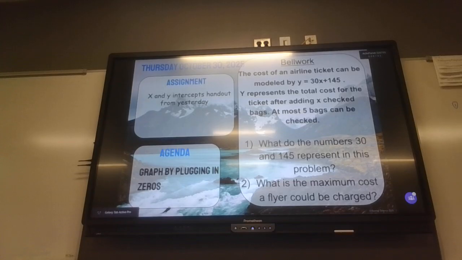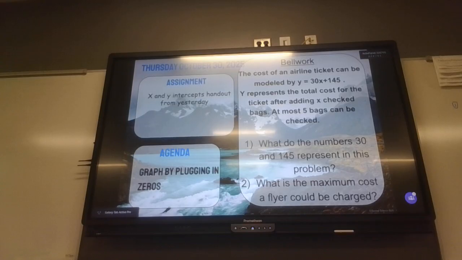So let's consider maybe a little table here. We could do X is bags and Y is the total cost. So let's say we take 0 bags. Our total cost would be 30 times 0 plus 145. 0 plus 145. Y equals 145. So 0 bags, it's only $145.